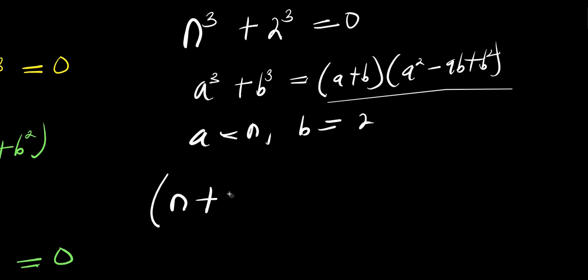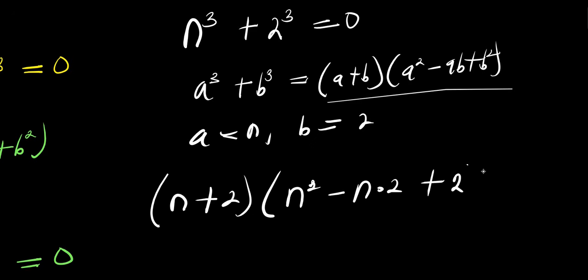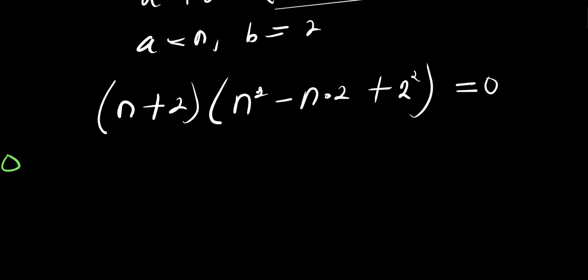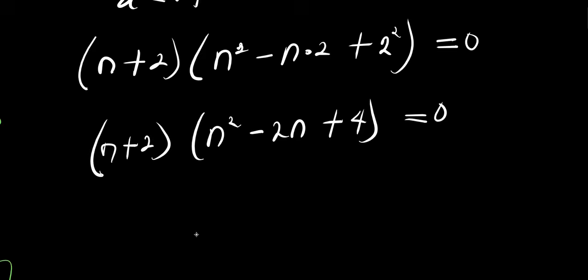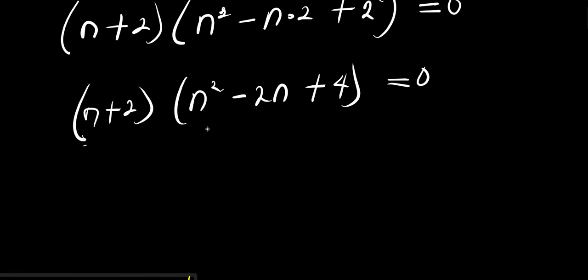I will have n plus 2 times n squared minus n times 2 plus 2 power 2 equals 0. So from here, we have n plus 2 times n squared minus 2n plus 4 equals 0. So at this point, I can equate each of these to 0.